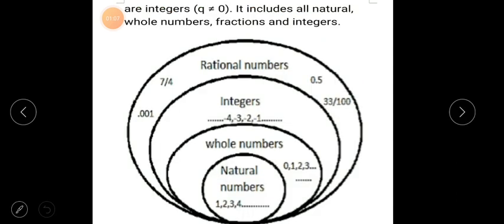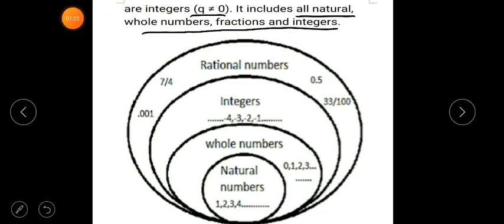Now, rational numbers. Rational numbers are the numbers that can be expressed in the form of p by q, where p and q are whole numbers, or you can say integers, but the condition is that q must not be equal to 0. It includes all the natural numbers, whole numbers, fractions and integers.